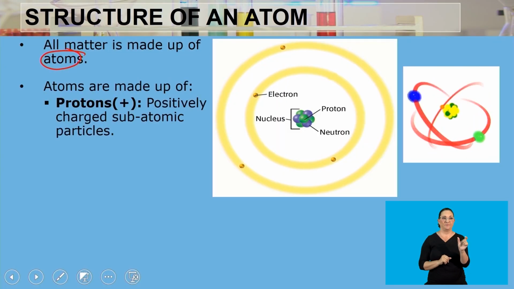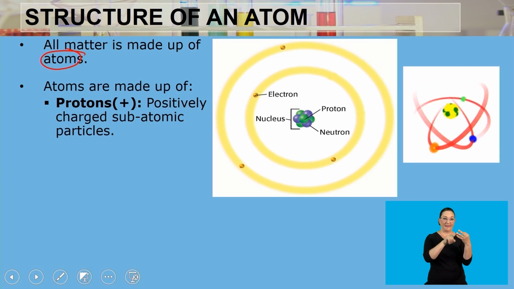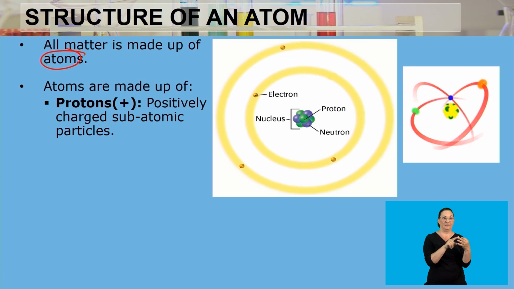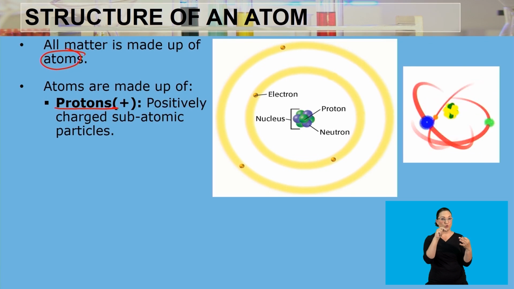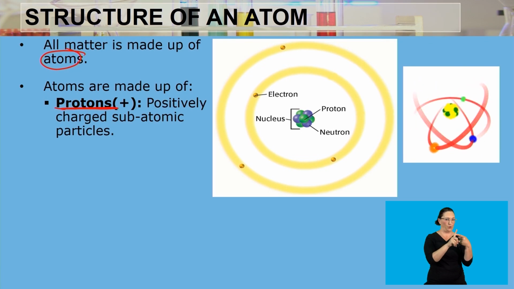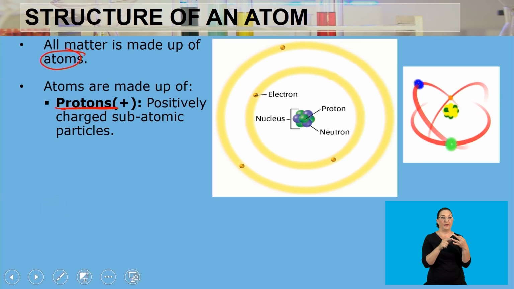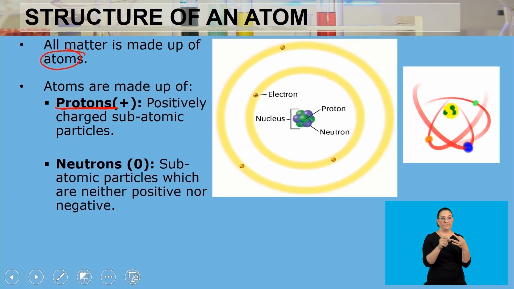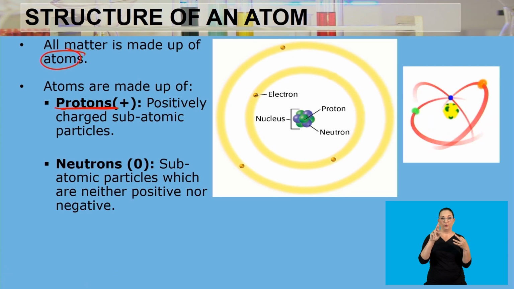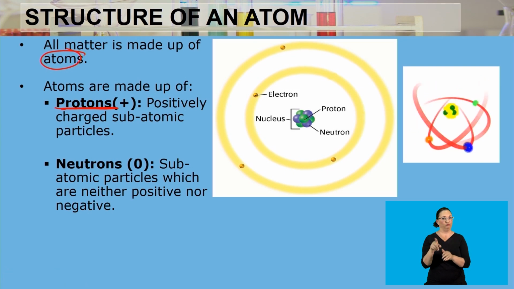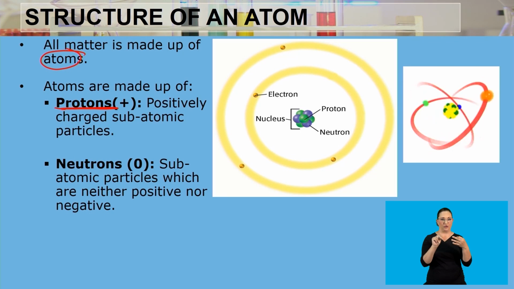So, firstly, atoms are made up of three things, three subatomic particles. They are made up of protons, and we know that protons are positively charged subatomic particles. And then they're also made up of a subatomic particle which is a neutron. A neutron doesn't have any charge, and together the proton and the neutron are found in a nucleus. They give an atom its mass.